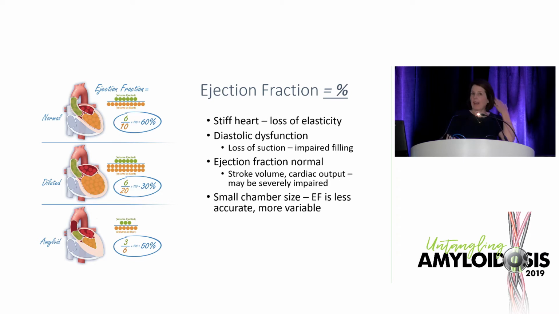The other thing I want to highlight is that in amyloid patients, because the ventricle is small, even a small change in our measurement may lead to a relatively large change in ejection fraction, even in situations where there may not be a significant change in the overall heart function. So there's really more room for error in amyloid patients.